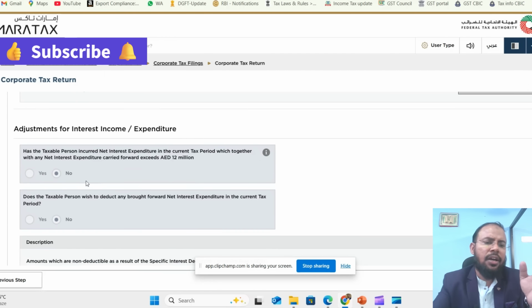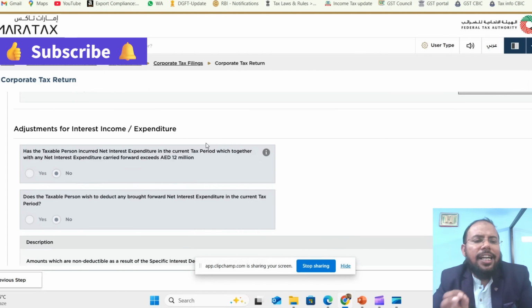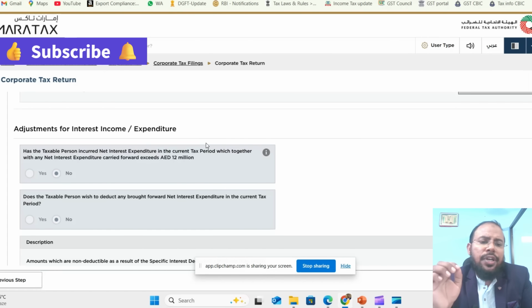I hope you understand. Further, there is a requirement of adjustment for interest income and expenditure. Here we need to inform, have you incurred net interest expenditure? If you incurred net interest expenditure, what is the meaning of net interest expenditure? It means the interest expenditure after adjusting interest income, that is called net interest expenditure.